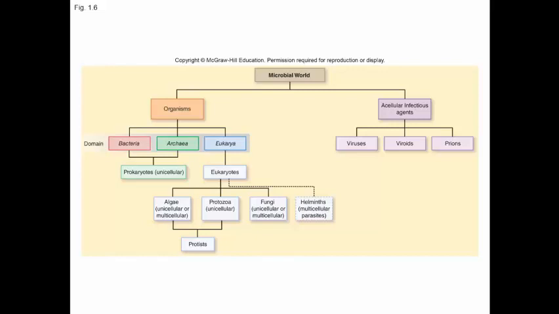But what happened was, Woese was a brilliant scientist in the 1970s, and he said, look, let's make this into a little bit easier system. And he used, of all things, studies of ribosomes that were seen to be present in all these different organisms that had cells, and he was able to break them down into domains. And so the major living organisms are bacteria, archaea, and eukarya.